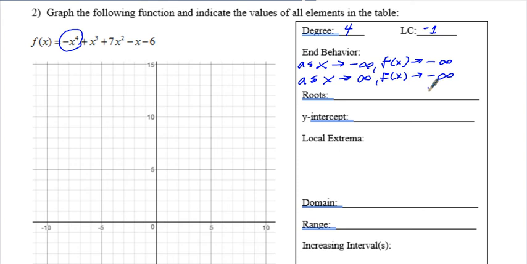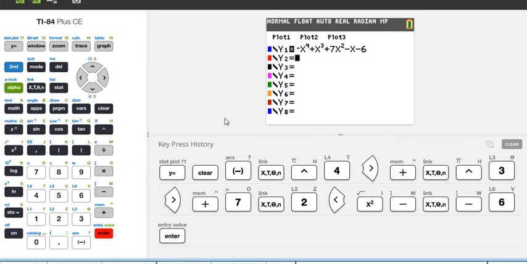Now, roots. We're going to use a couple of different tools to look at the roots for this. So the first thing we can do is plug this function in and ask your calculator, where are the roots for this? If you need to take a moment to plug this function into your calculator, please do so. Go ahead and pause the video. But you should have this entered into your y equals.